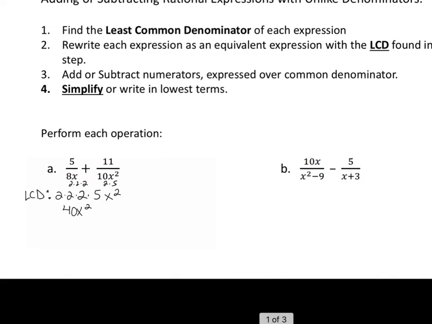Neither one of those expressions has a 40x squared in the denominator, so we're going to have to create the equivalent expressions that do have that. So let's start with 5 over 8x. We need 40x squared in the denominator. So that means we need a factor of 5 and a factor of x. So we'll multiply that to the numerator as well to get 25x as our numerator for this equivalent expression.